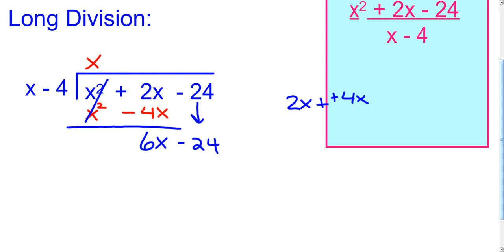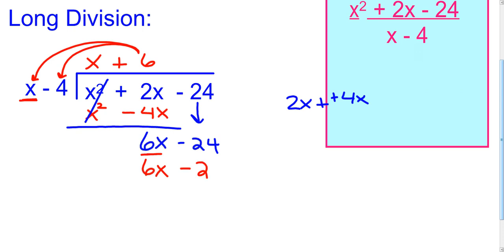Okay, and now I'm back to where I have to figure out x times something that I'm going to put right here has to equal 6x. x times what will give me 6x? That's what I have to figure out. And so hopefully you can figure out that that is 6, not 3, 6, a positive 6, okay? And now, again, you want to distribute. So I'm going to take positive 6 times x, which is positive 6x, and positive 6 times negative 4, which is negative 24, okay?